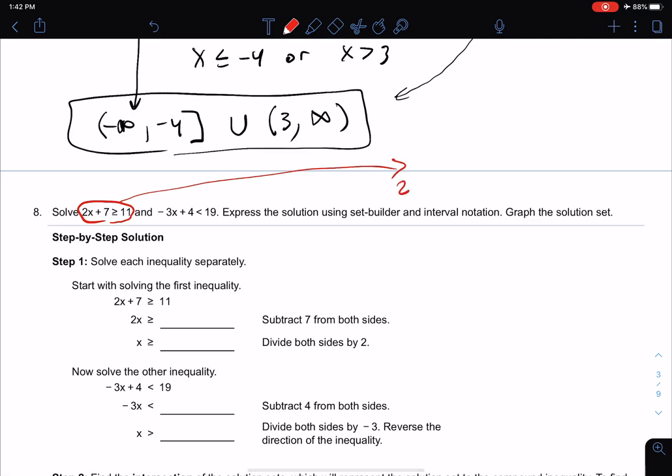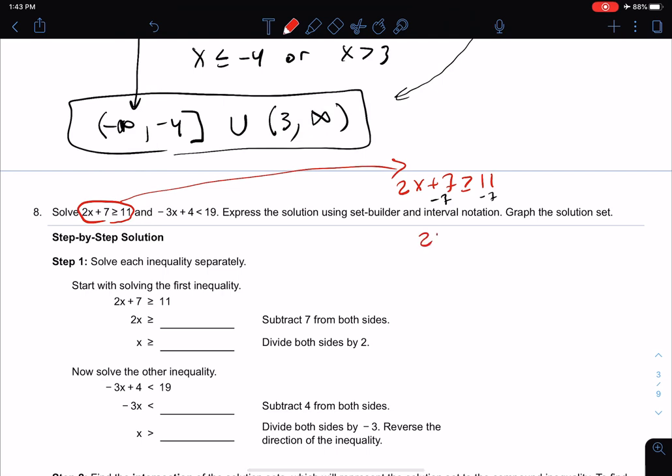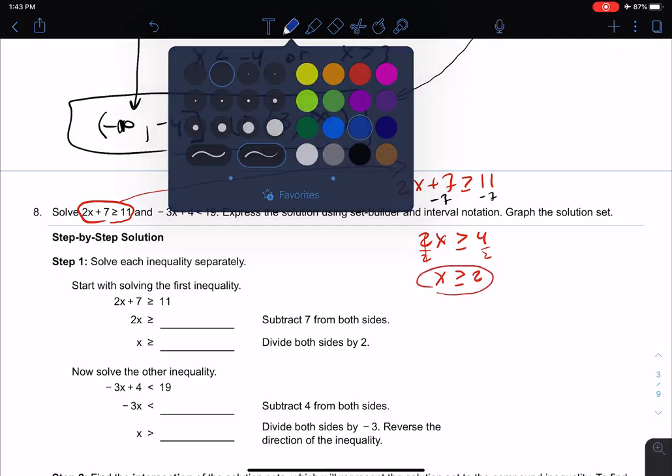So this one is 2x plus 7 is greater than or equal to 11. Of course, you want to subtract 7 on both sides. And so then that gives us 2x is greater than or equal to 11 minus 7, which is 4. Divide by 2, right? And x is greater than or equal to 2. I'm going to put a circle around that. Let's do the other one in green.